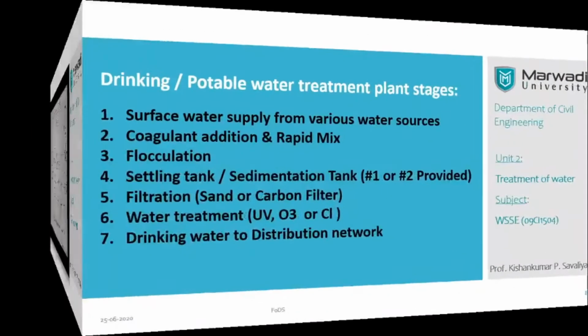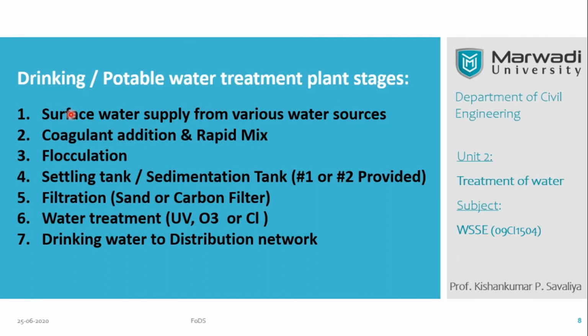Now here is the list of all the stages: surface water supply from the various water sources; second, coagulant addition and rapid mix; third, flocculation; fourth, settling tank. Normally we call the settling tank a sedimentation tank also. As per the Indian standard specification, or as per the site locality or the sources of the water, one sedimentation tank is provided. In a few plants, 2 sedimentation tanks are there. When we provide 2 sedimentation tanks, the first is called the primary sedimentation tank and the second is called the secondary sedimentation tank.